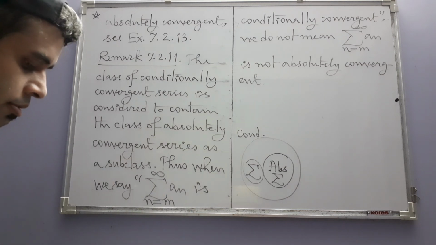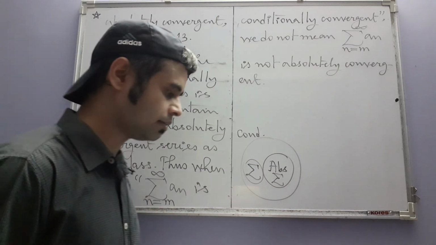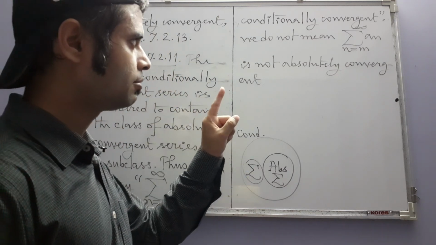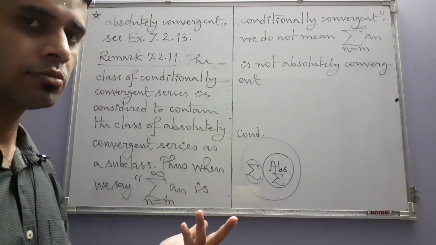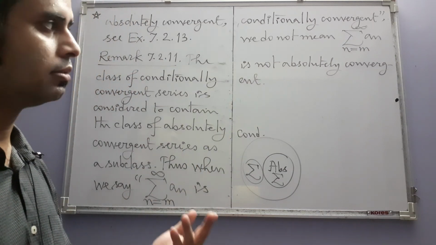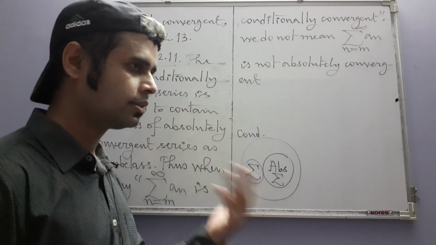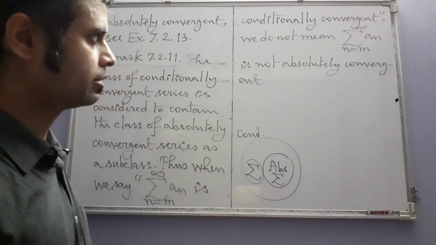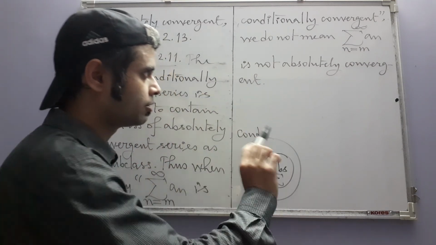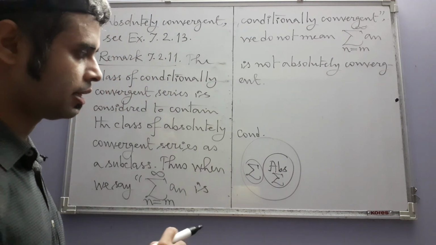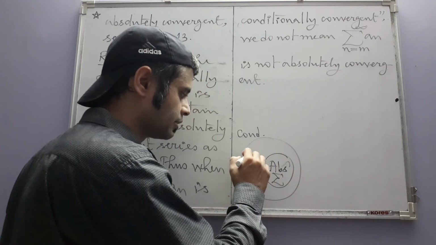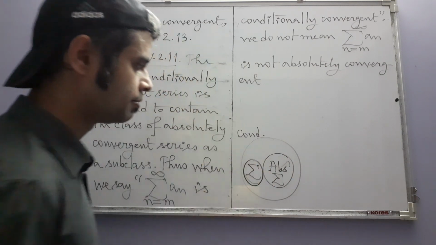So that's why the author writes this, which I am not going to write. If one wants to mean that this series is conditionally convergent but not absolutely convergent, then they have to write that explicitly or say something like this: this is only conditionally convergent. Then it would mean that it is at the same time not absolutely convergent. That means it is lying here.